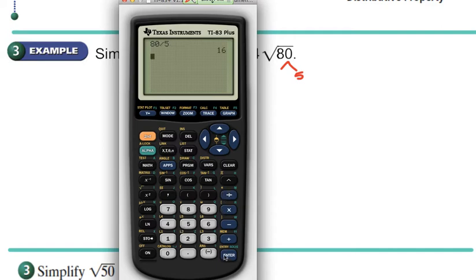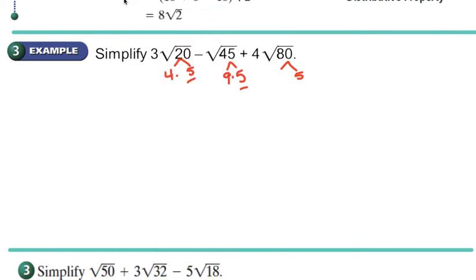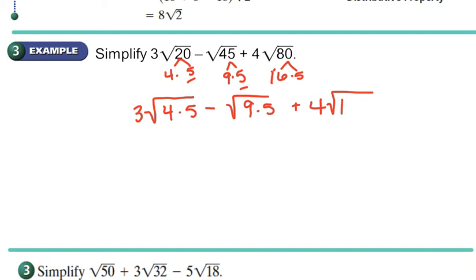is 16. That is one that is worth memorizing, okay? Definitely worth memorizing. 80 is 16 times 5. That is where you see it most often used. Okay, so now this is then 3 square root of 4 times 5 minus square root of 9 times 5 plus 4 square root of 16 times 5.